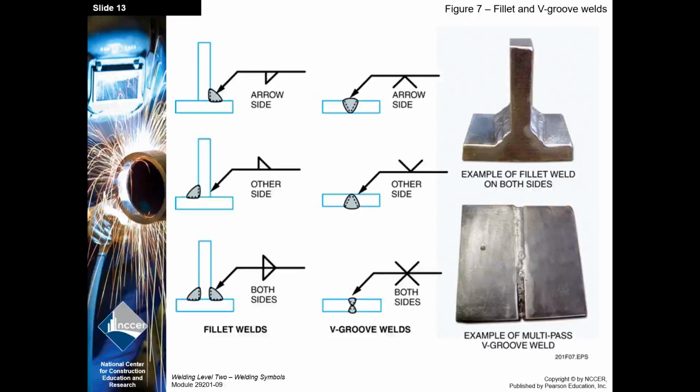Arrow and other again. Of course, this slide shows you the example of both arrow and other. You'd say that you call that a double fillet or a double V. All right.